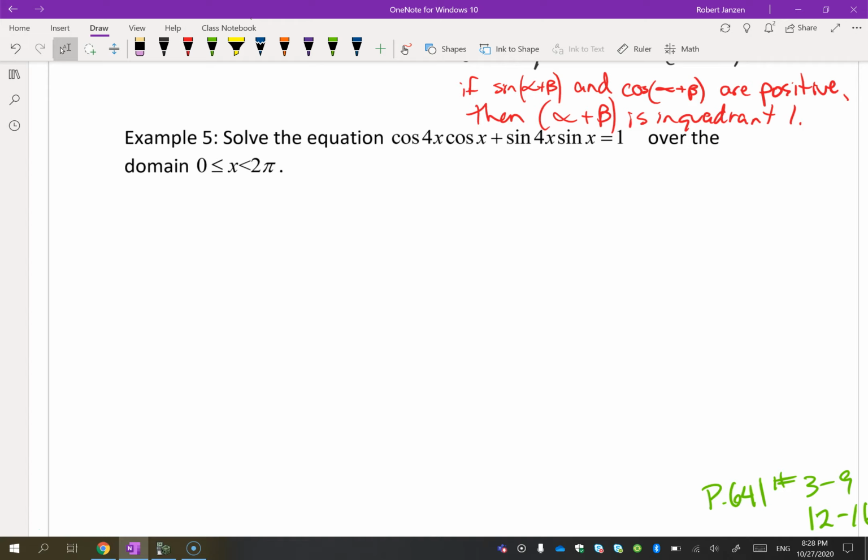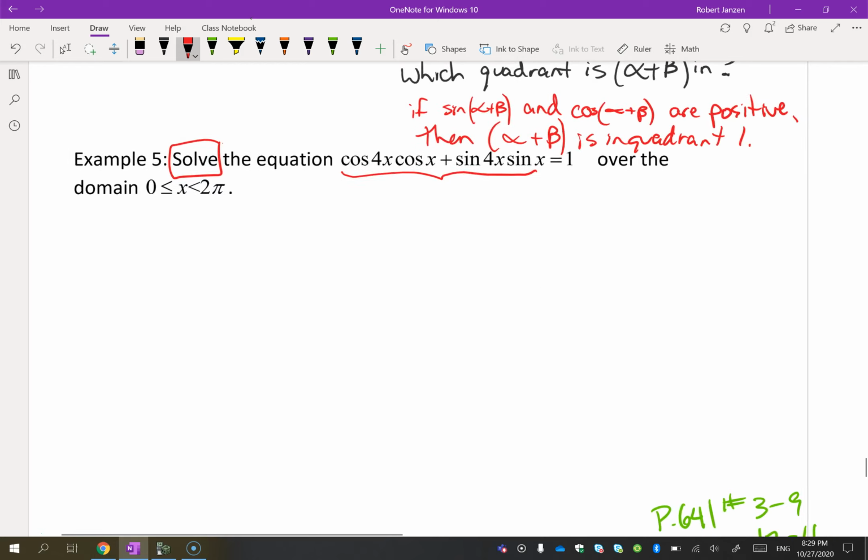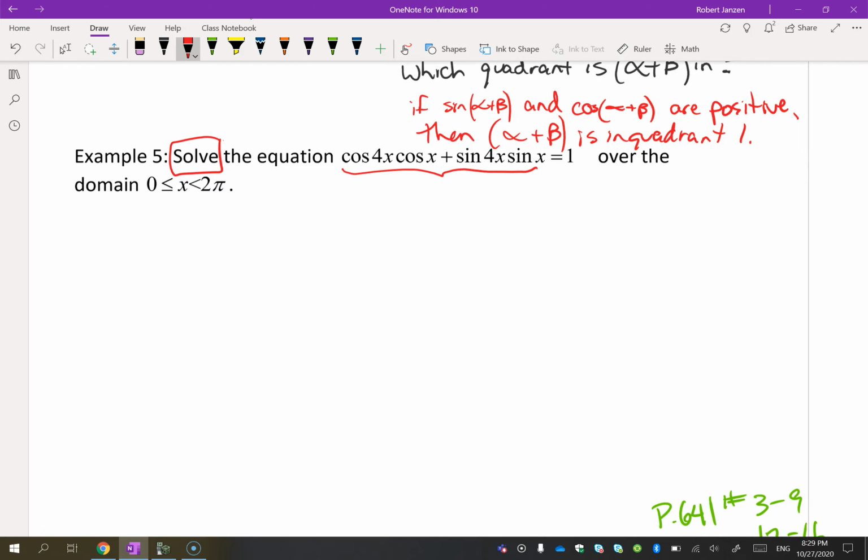Okay, example 5, we're supposed to solve the equation. So we're going way back to the first 17 examples. We're supposed to find out what x is. And if you remember, anytime you see something like this, you're saying to yourself, boy, it would be great if I could simplify that to one trig ratio. And this kind of looks familiar. Can you look on your formula sheet? Do you have cos, cos plus sine, sine? That looks like cos alpha minus beta.